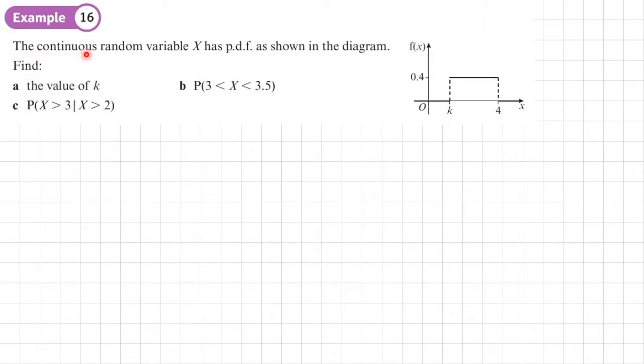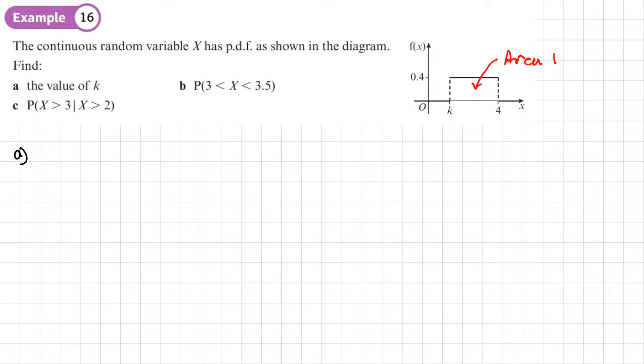Example 16. The continuous random variable x has PDF as shown in this diagram here. Part A, what we need to do is to find the value of k. So in any continuous rectangular or uniform distribution, that area is equal to 1. In fact, in any PDF for any function, the area under curves or lines, whatever, is going to equal 1, but it's just a rectangle. So we can use the formula. If you can't remember the formula, just think, well, area divided by width equals height. Yeah, 1 over b minus a equals f of x.